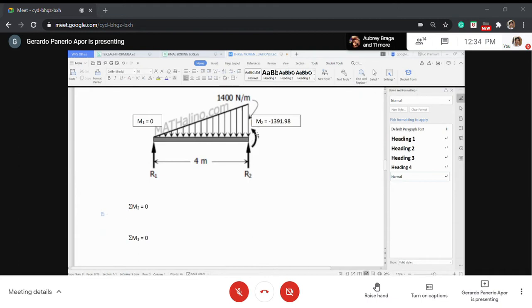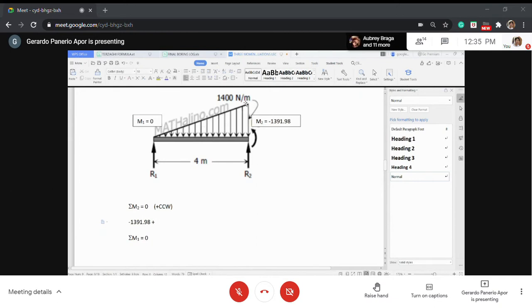So if this is counterclockwise having negative, that means in real sense it is clockwise. If my first condition is positive counterclockwise, and my second condition is positive counterclockwise, this will become -1,391.98. It becomes minus because it is clockwise. The initial assumption is counterclockwise gives you negative, that means it's a clockwise. And my sign convention here that I use is positive counterclockwise. So that gives 1,391.98 newton meter.